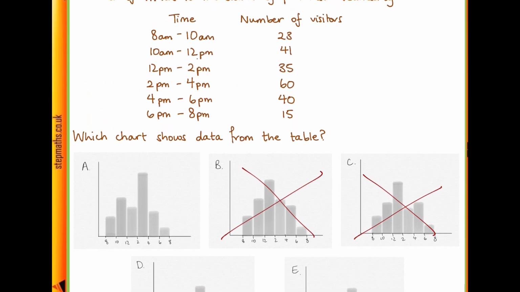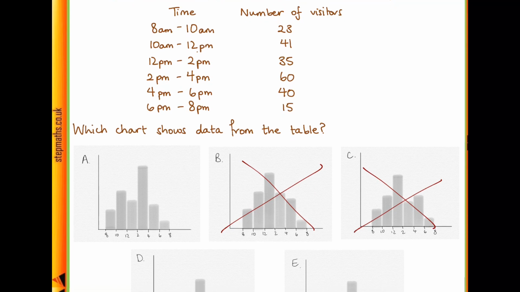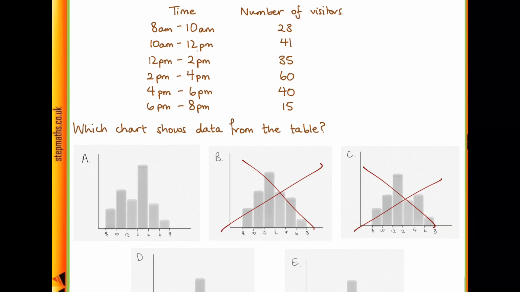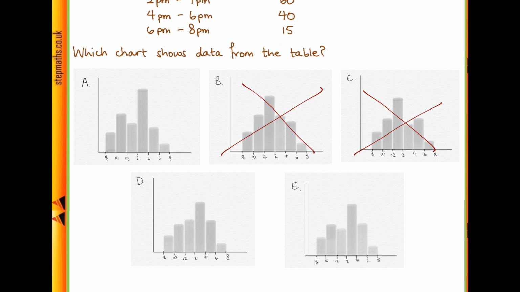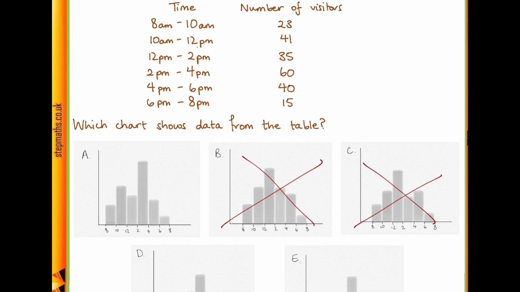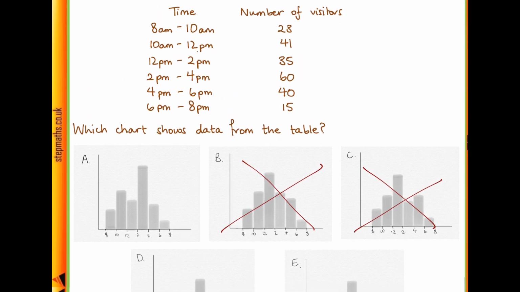Okay, so now what can we do? Let's look at how the number of visitors changes on either side of the most popular time, so before the most popular time and after the most popular time. We can see after the most popular time, we've got the numbers decreasing in each time slot. And that's shown in our charts because we've got the bars decreasing in size. But what about before the most popular time? It's not decreasing as we get earlier.